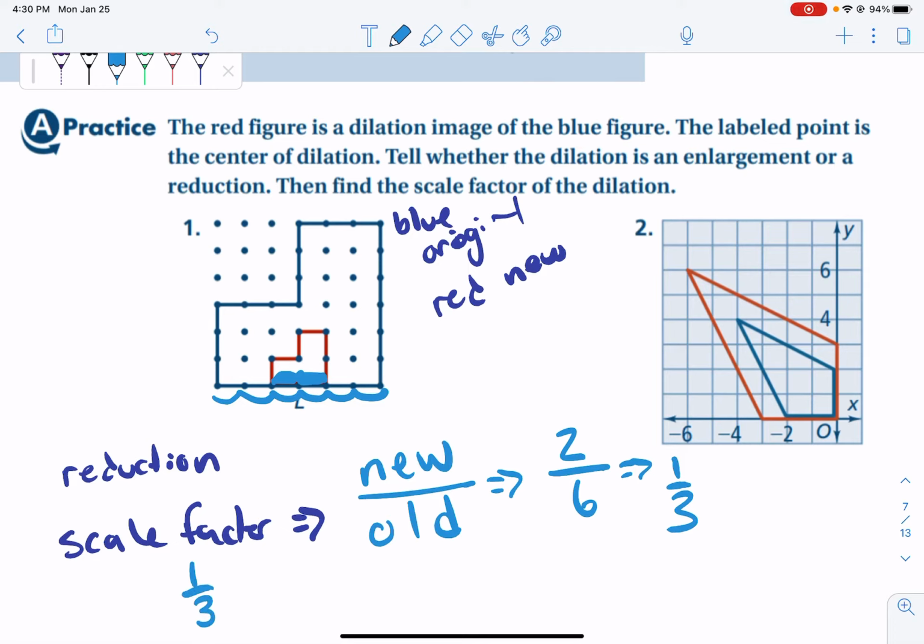Now where you have to be careful is don't measure the right side of the little shape and then the top of the big shape. You have to measure the same piece of each shape. As long as you do that, you just put the new piece over the old piece, and that gives you the scale factor, all right?